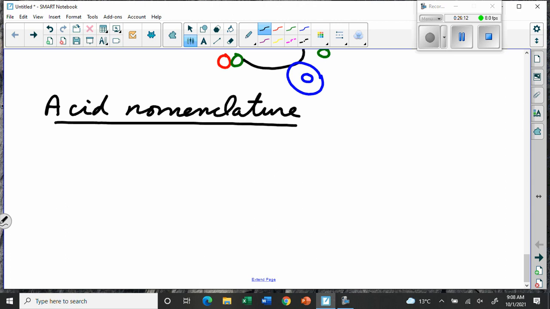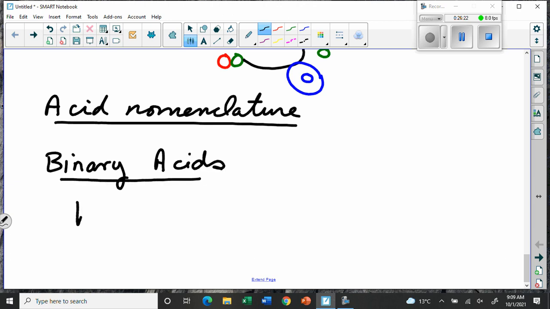So let's first talk about what we call the binary acids. They are made of two things. And the binary acids are usually a combination of hydrogen plus one of the halogens. Do you remember which family of elements is the halogens? It's the second last column beside the noble gases: fluorine, chlorine, bromine, iodine, astatine.